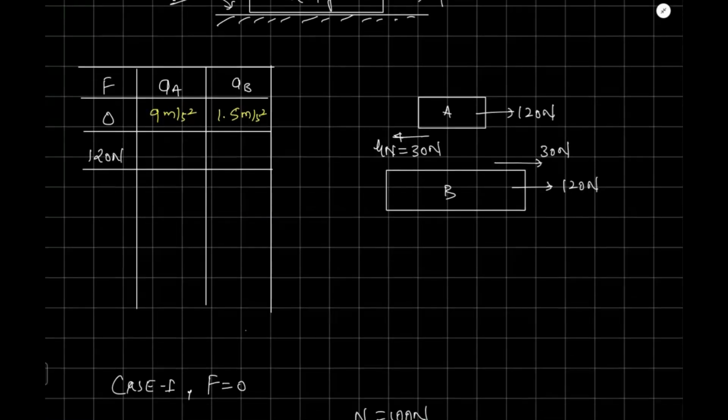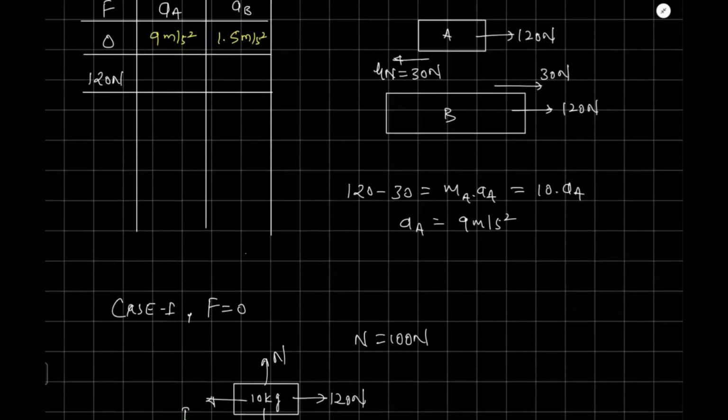Now we'll see the equation on A in horizontal direction. So what is the net force? That is 120 minus 30. It will give you mass into acceleration. So mass of A into acceleration of A, that is nothing but 10 into acceleration of A. You solve this, so you get A is equal to 9 meter per second square again.